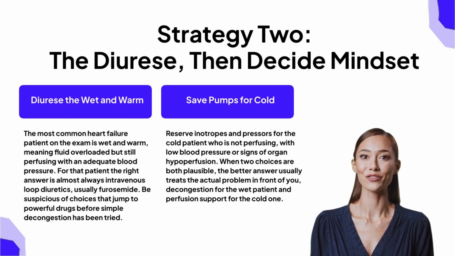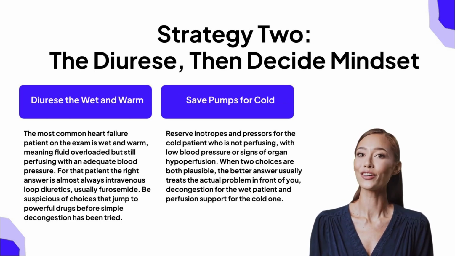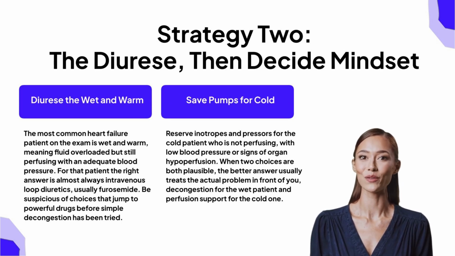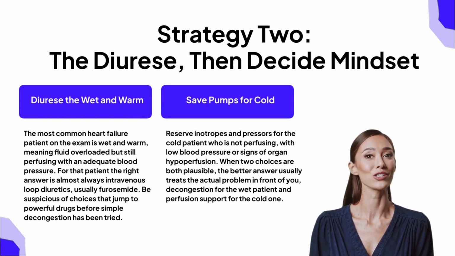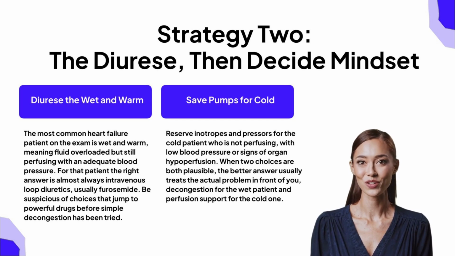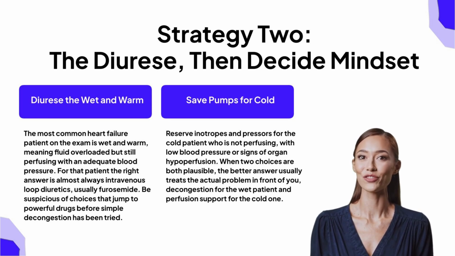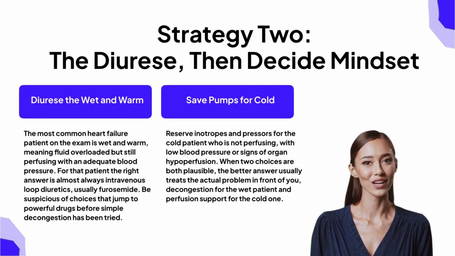Strategy 2 is the diuresis, then decide mindset, and it organizes most heart failure exacerbation questions. First, diuresis the wet and warm patient. The most common patient on the exam is fluid overloaded but still perfusing, with an adequate blood pressure and warm limbs. For that patient, the right answer is almost always an intravenous loop diuretic, usually furosemide, to pull off the extra fluid and relieve the breathlessness. Be suspicious of choices that jump straight to powerful drugs before simple decongestion has even been tried.